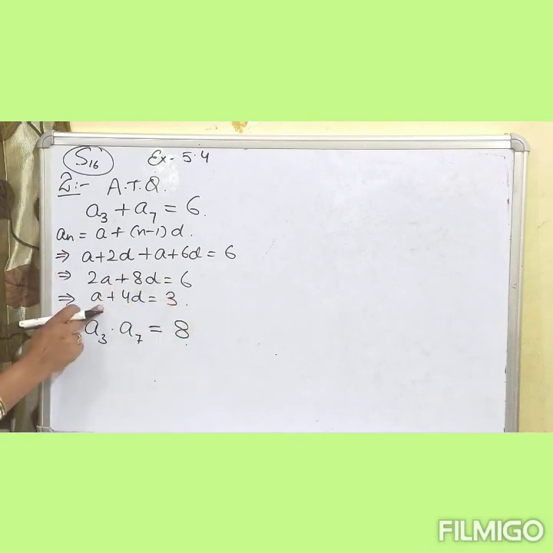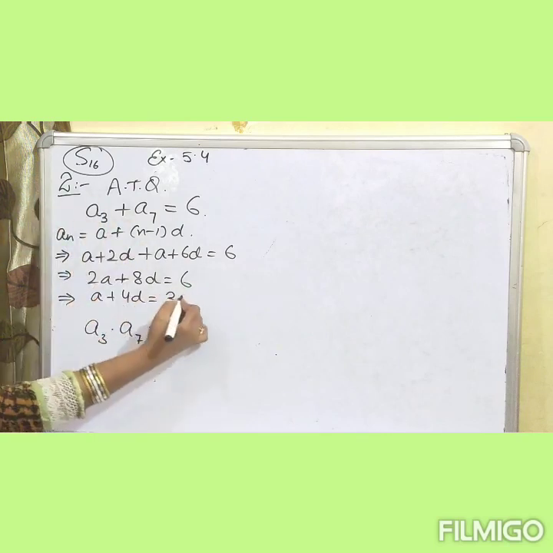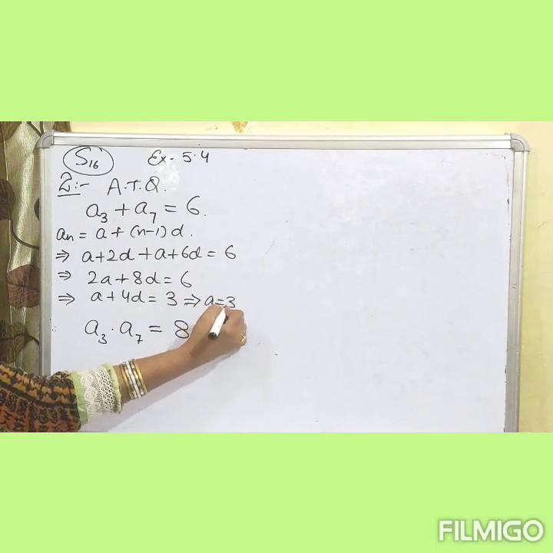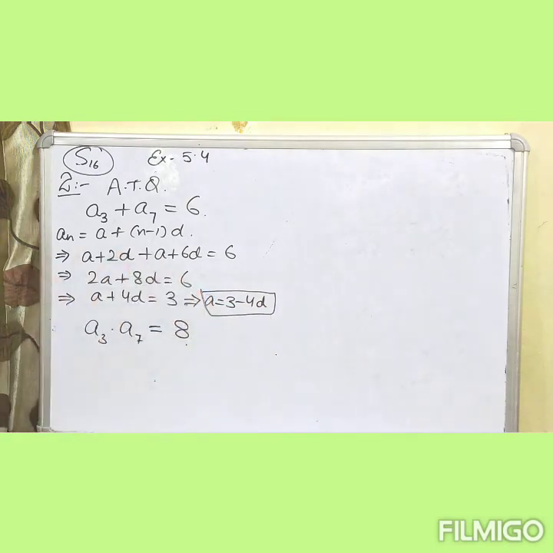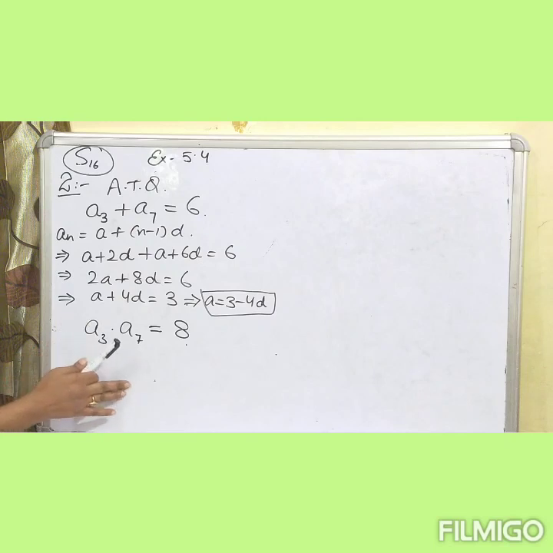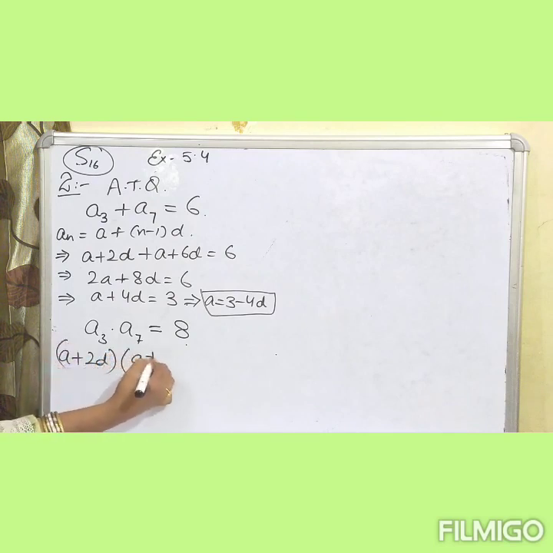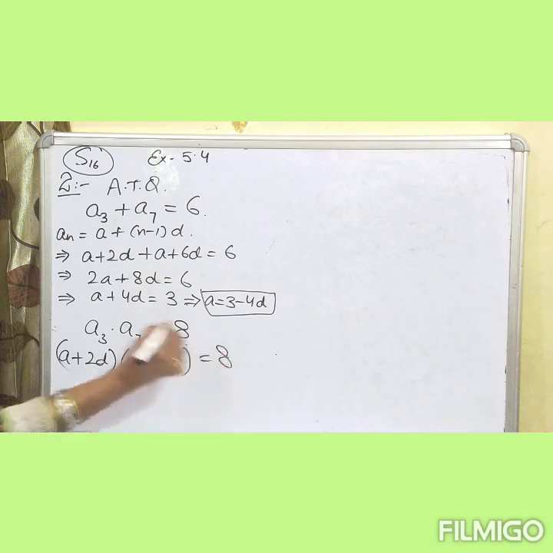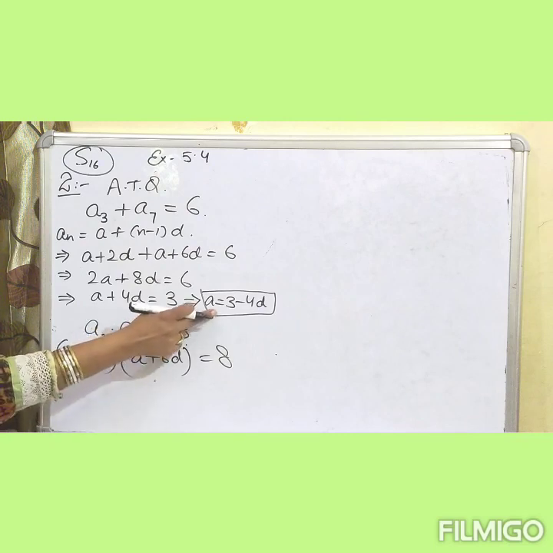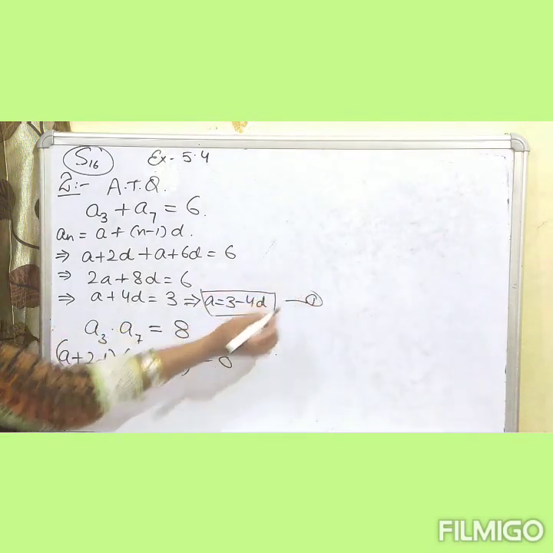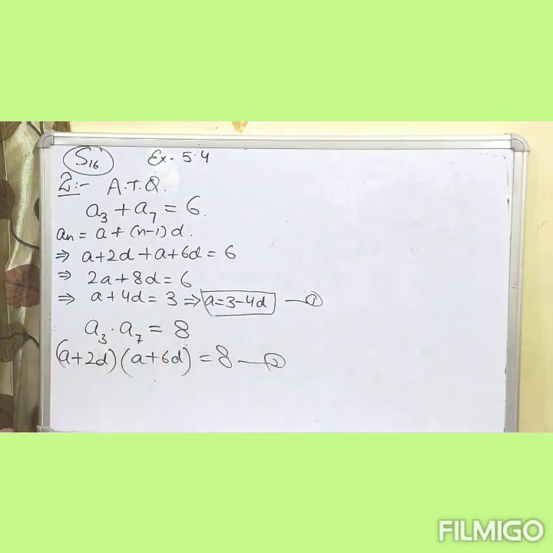And from here I can get the value of A. What will be the value of A if I take this 4D to the right hand side? It will be A equal to 3 minus 4D. Now we'll move to the second condition, which is A3 into A7 equal to 8. So A3 again is A plus 2D, and A7 is A plus 6D, equal to 8. Now we have to put this value of A from equation 1 into equation number 2.